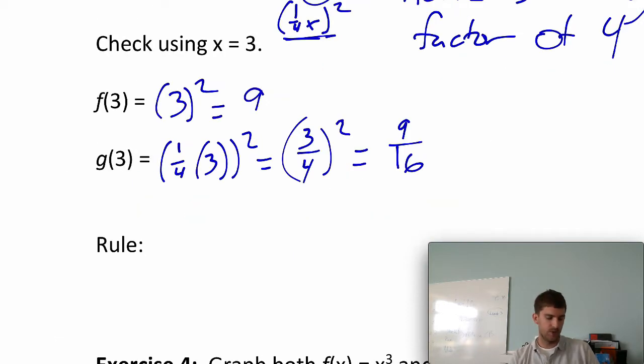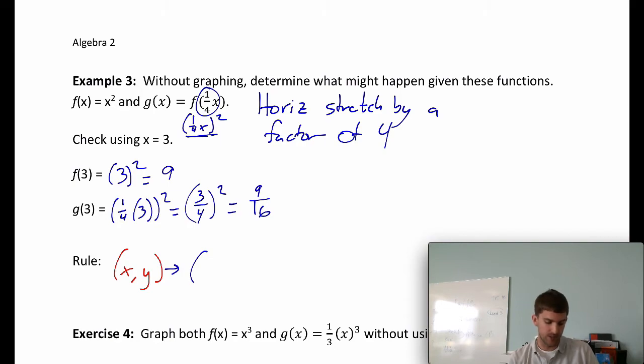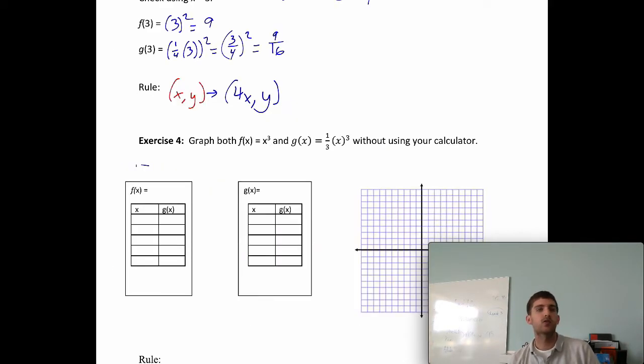The rule for this one, again, is the reciprocal of what's going on in the function. So for function f, it used to be x comma y, but it's going to transform into function g, and it's going to be the reciprocal of what's being done to x. The reciprocal of 1/4 is 4 times x, comma, the y value does not change. So the y value won't change at all. Let's try one more here.